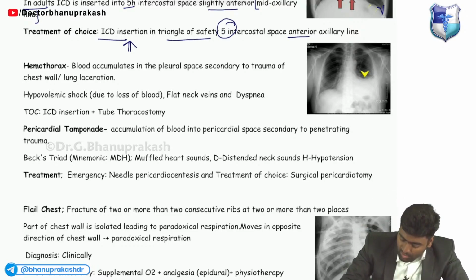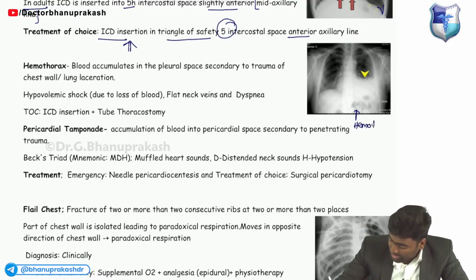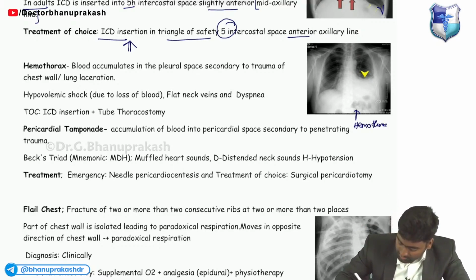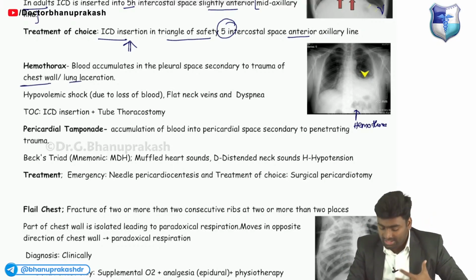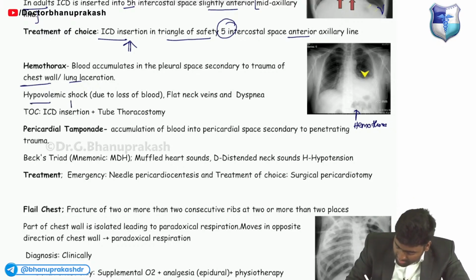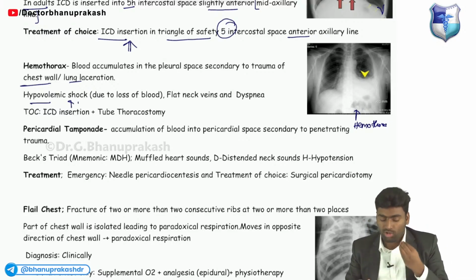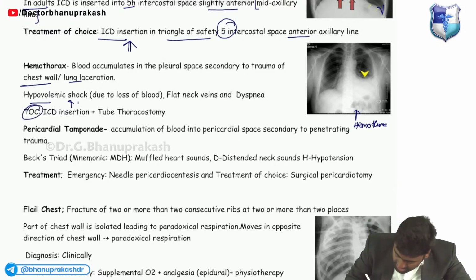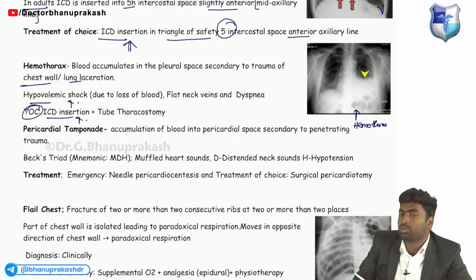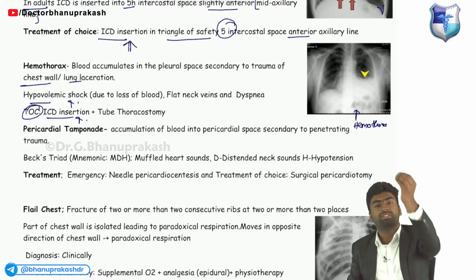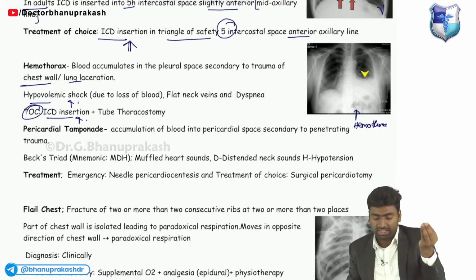Okay. So in the case of trauma with these features, it is the hemothorax, which occurs due to chest wall lacerations. Because of this hemothorax, a lot of blood enters into the pleural space, so the blood volume will be less. And the treatment, what is it? It is inserting an ICD and doing a tube thoracostomy, so that we can drain the blood, we can drain the hematoma.